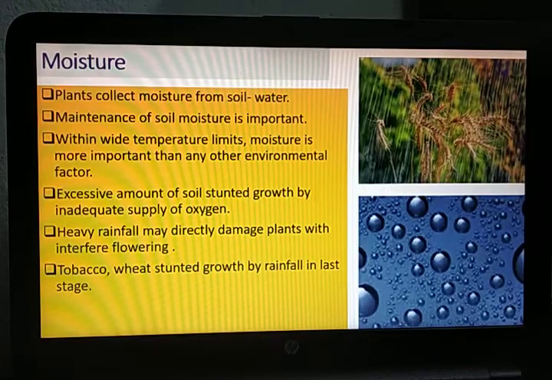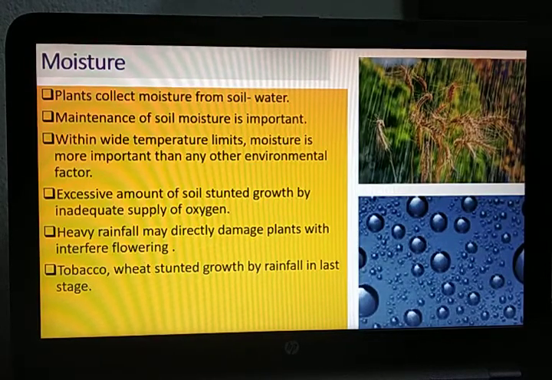Excessive amount of soil water stunts growth by inadequate supply of oxygen. Heavy rainfall may directly damage plants and interfere with flowering. Tobacco and wheat have stunted growth by rainfall in the last stage of their life cycle.